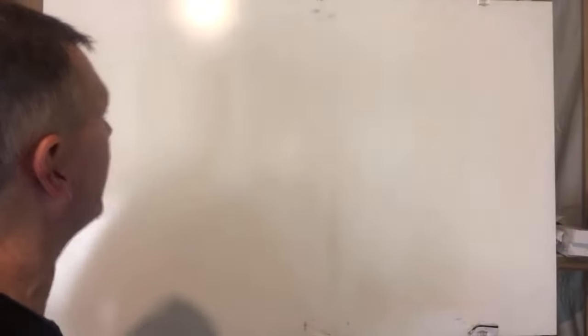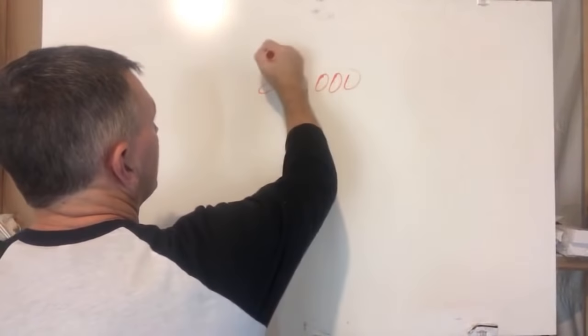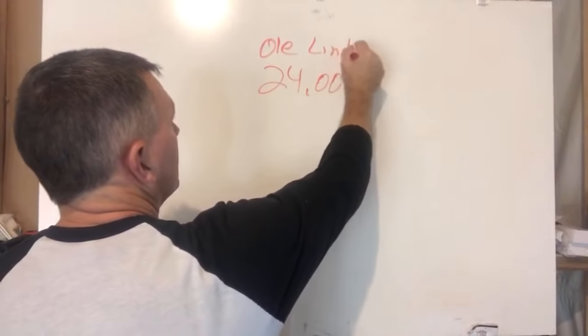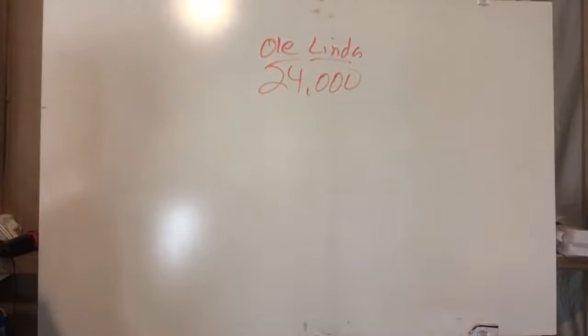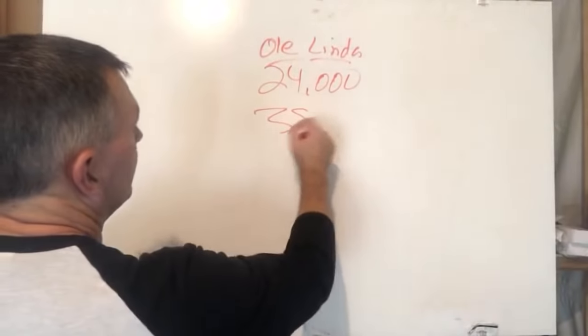So check this out, because this is going to make you mad. It's going to make me mad. We have Social Security at $24,000 for old Linda. $24,000 of Social Security. What we do, we take $38,000 as a pension.